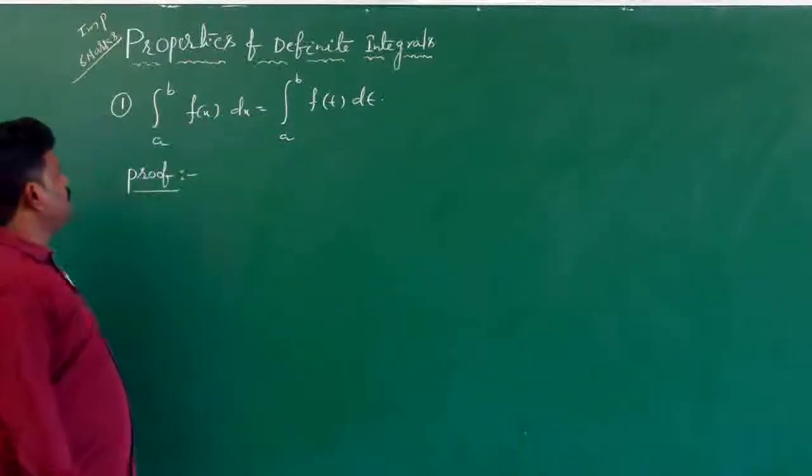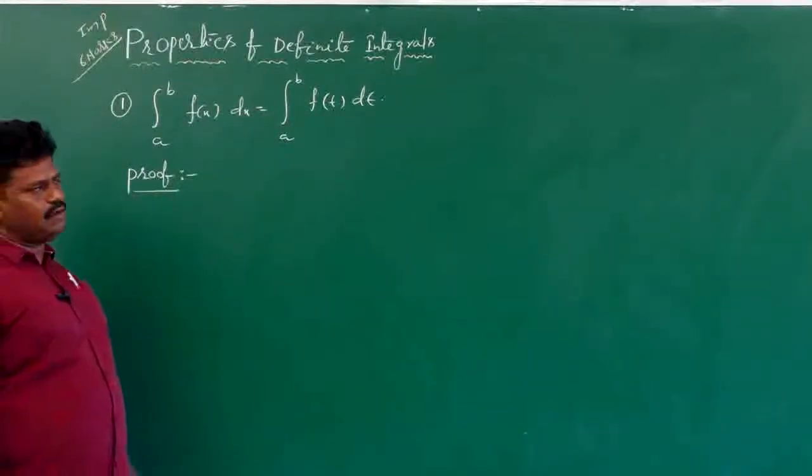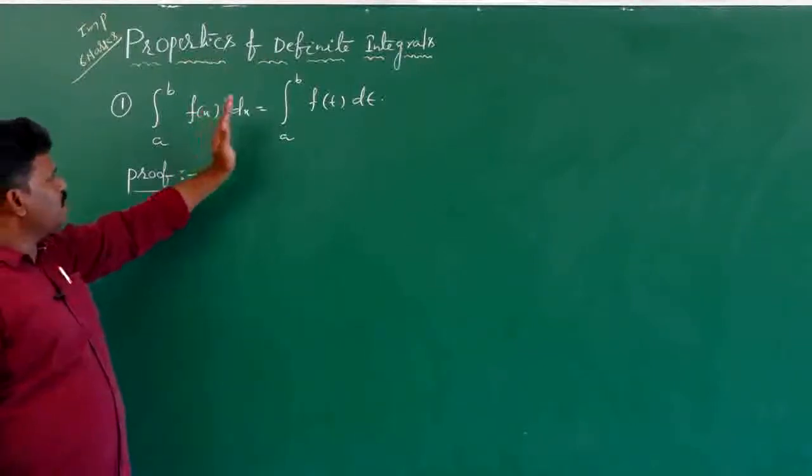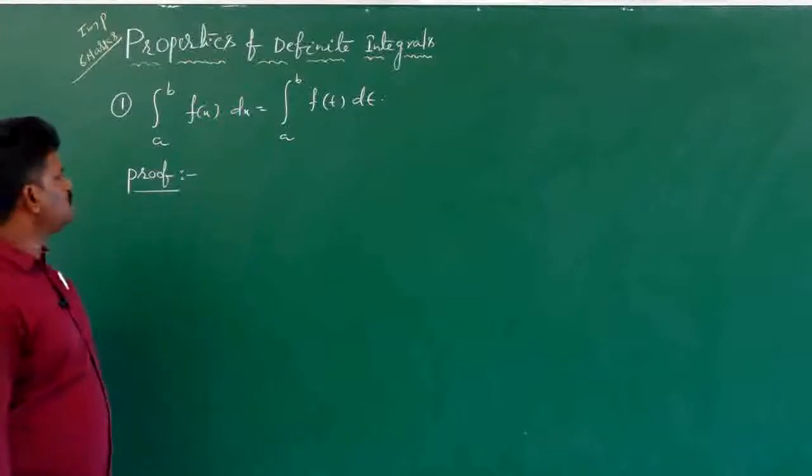First one: integral a to b f of x dx is equal to integral a to b f of t dt. Here we just replace the variable x with another variable t. So how to prove that?